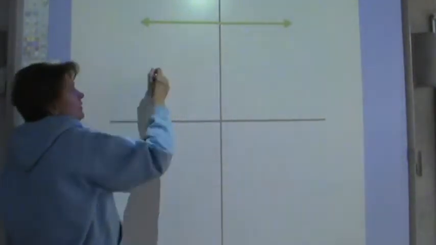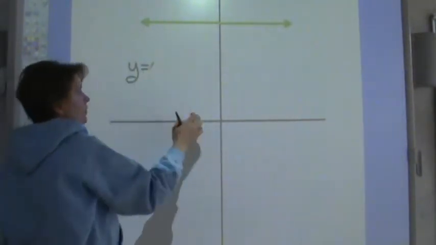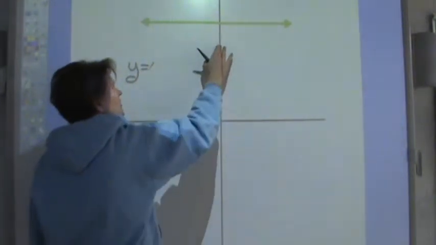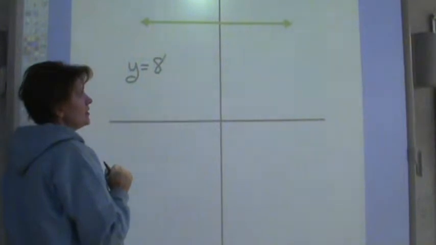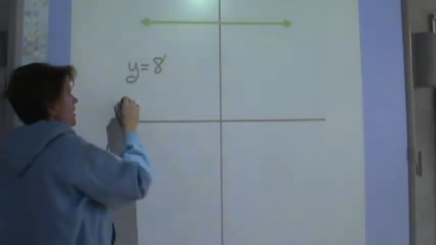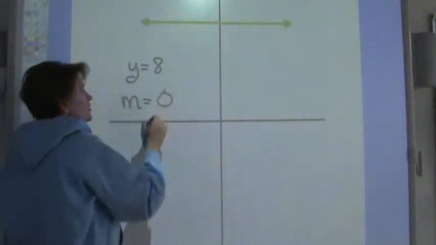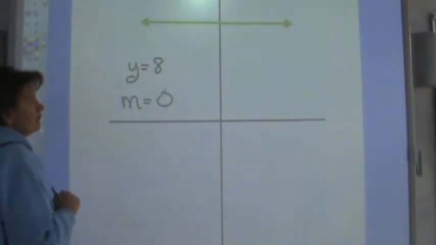Okay, so if we had to write the equation of this line, we would say, well, it's a horizontal line, so that means it's y equals something. If I go 1, 2, 3, 4, 5, 6, 7, 8, that means that y is going to equal 8, and my slope is going to be 0 because it's a horizontal line.